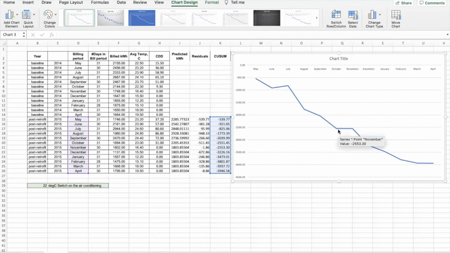And if the curve is flat, that means there's no big change from the improvement. But if the curve goes the opposite way, with a positive slope, that means you are not saving the energy. You consume more energy than in the past. Okay.